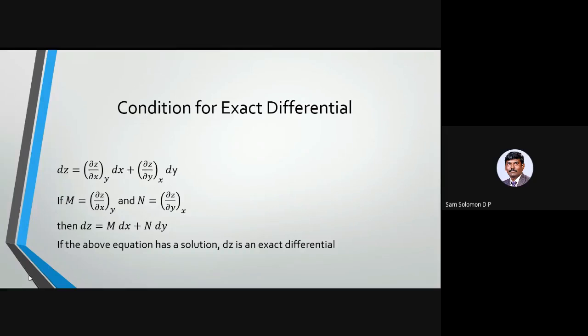For this dz equal to Mdx plus Ndy, the condition for exact differential was partial M partial y at constant x is equal to partial N partial x at constant y. So this is the condition for exact differential. Okay, we have seen this. Just keep that in mind. We will be requiring that later on.